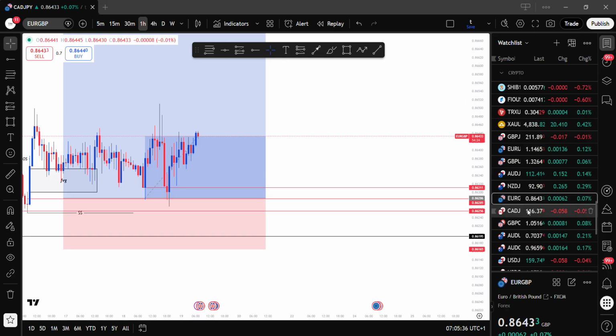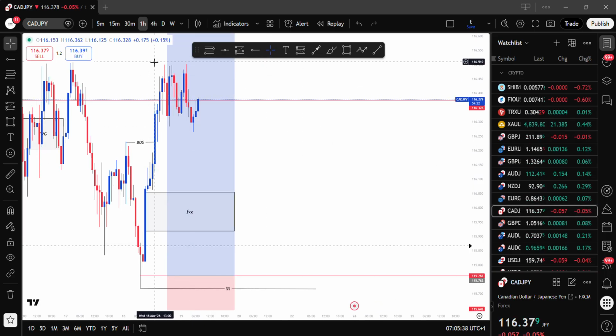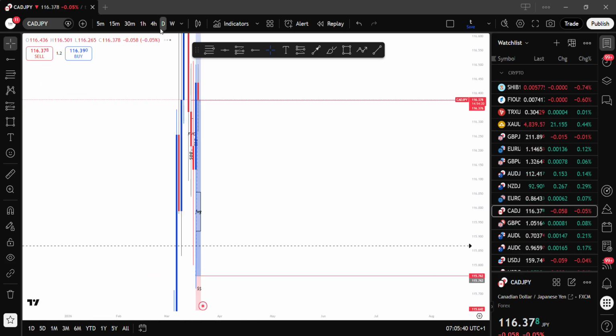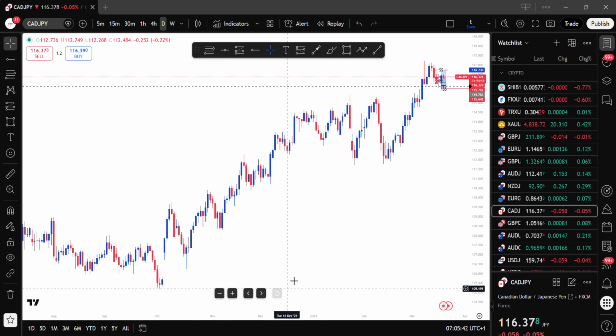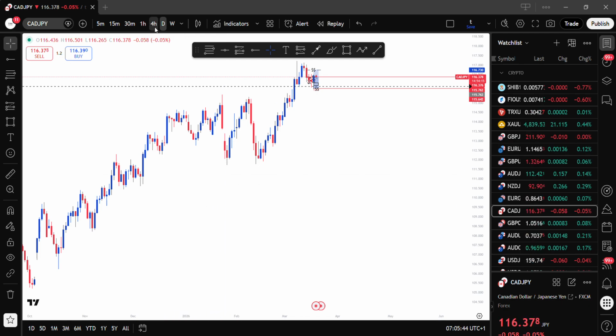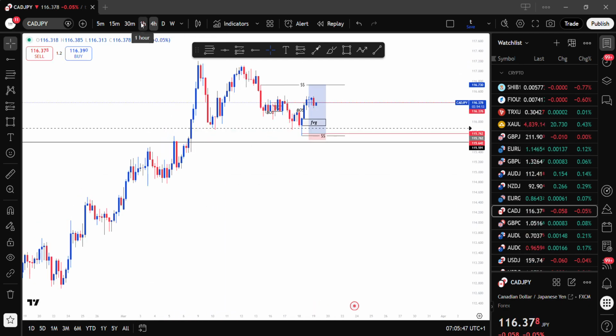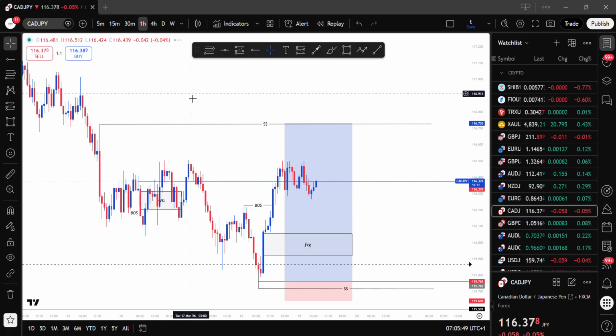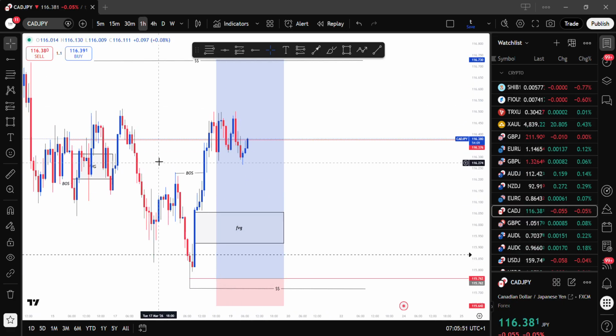So we just let this one slide for today. On CAD JPY, as you can clearly see on the daily time frame, market has been buying the whole time. If you come to 4 hours, market keeps buying on 4 hours as well. If you come down to 1 hour time frame, you can see the break of structure happening here, and this FVG, market should come fill out.